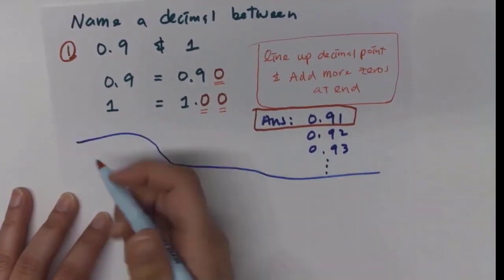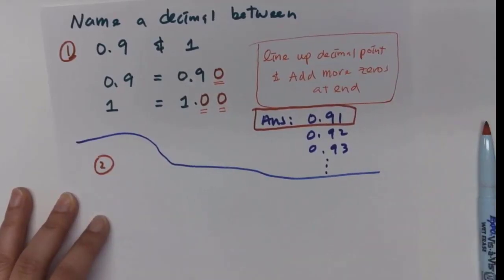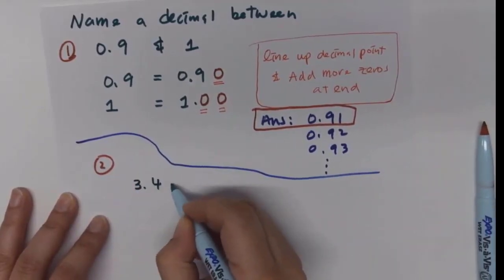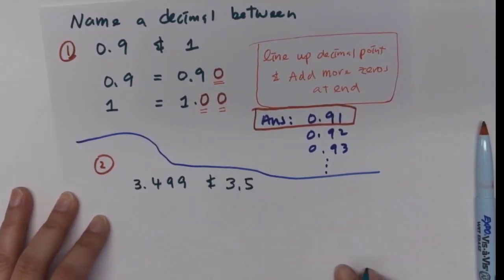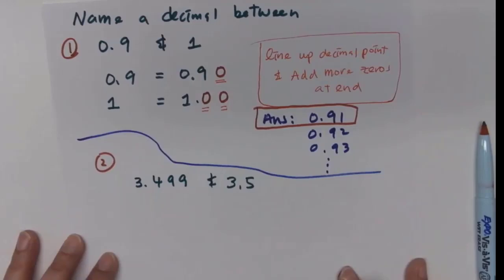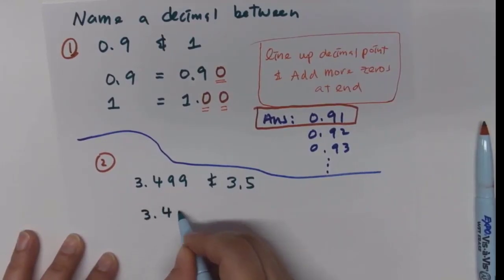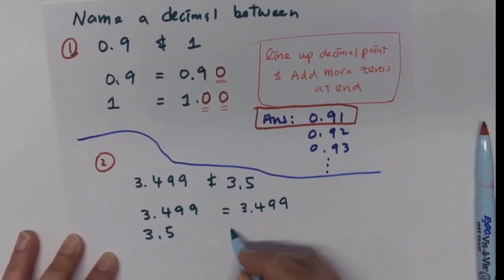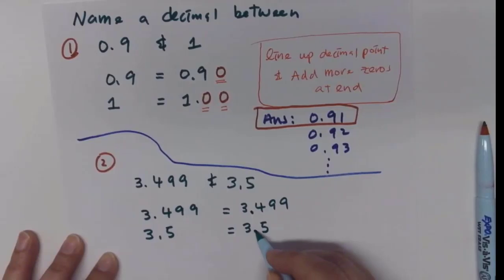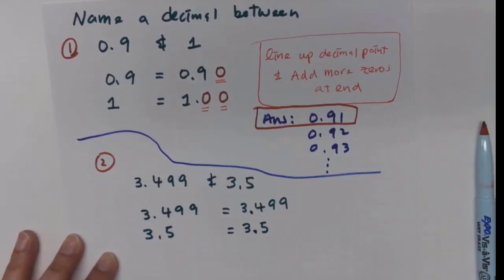Number 2. If the question is 3.499 and 3.5, the first thing I want you to do is what? Write down the question one more time. Write them, because I don't want you to mess with the question. I need to see originally how it looks. But when I rewrite them, I'm going to line them up with the decimal points and do what?